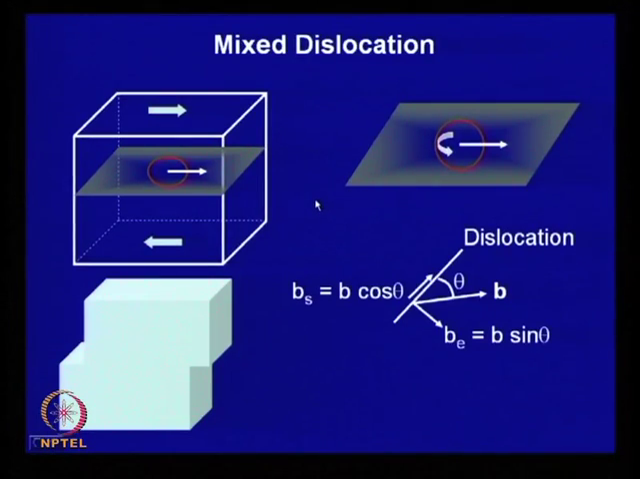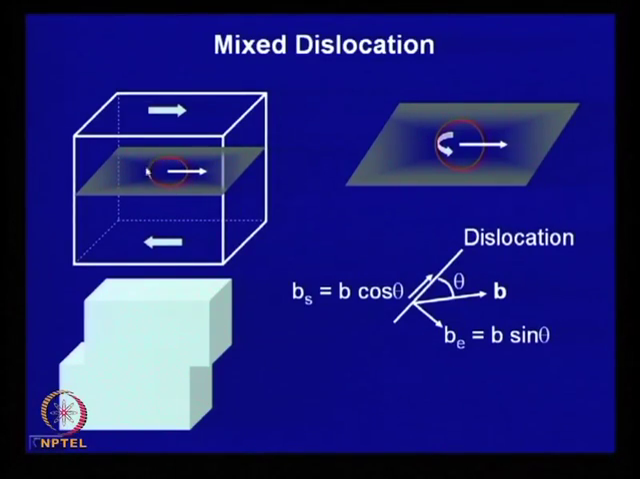Now, we looked at the types of dislocations, we talked about edge dislocation, we talked about screw dislocation, but in general a dislocation need not be a perfect screw or a perfect edge dislocation. It can always be a mixed dislocation, which is shown over here. Suppose this is a crystal and you apply shear stress in the crystal, and this is a slip plane on which you have a dislocation.